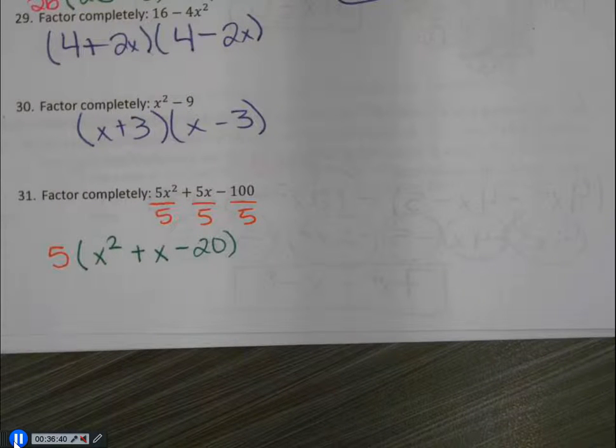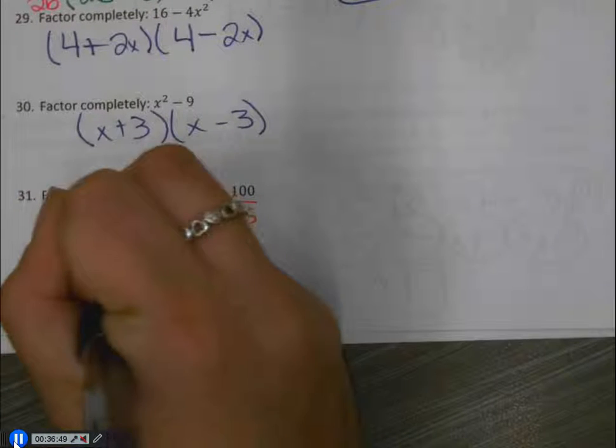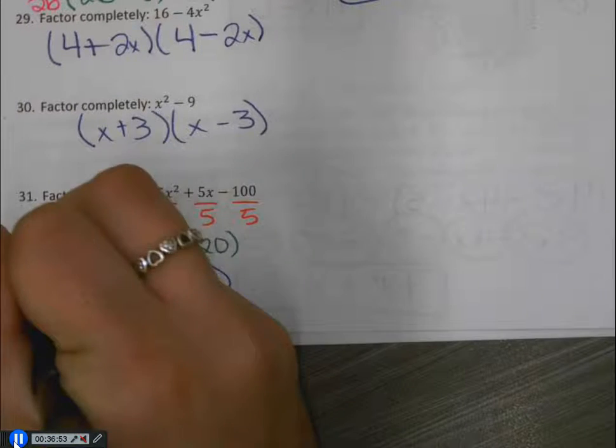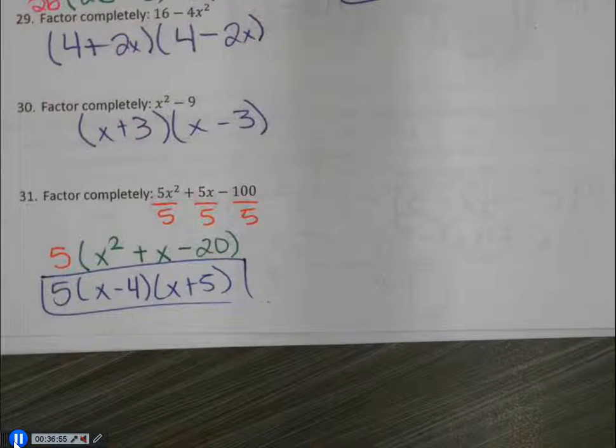Which one has to be negative? Negative 4. So then the 5 stays out front. It's going to be x minus 4, x plus 5. Questions on 31?